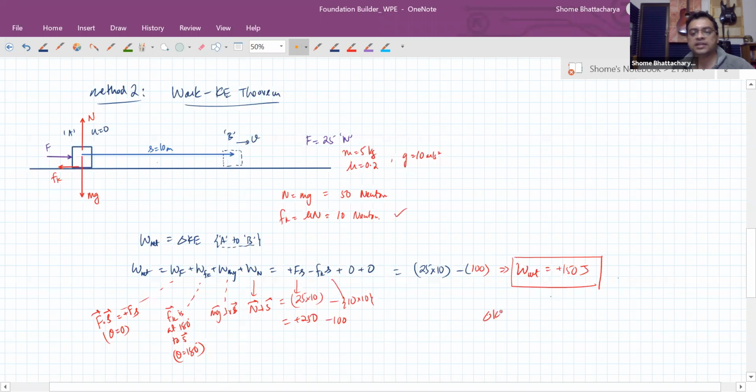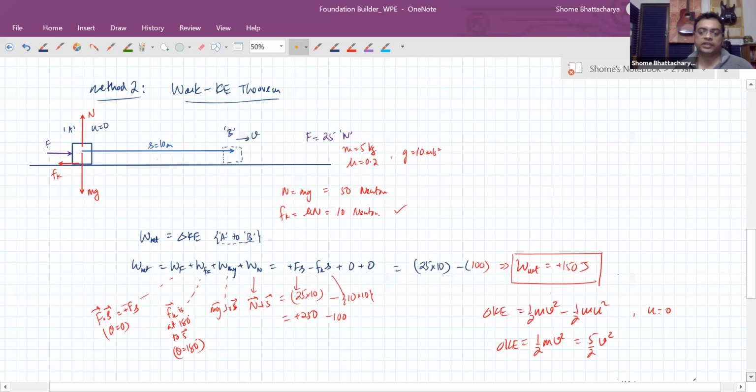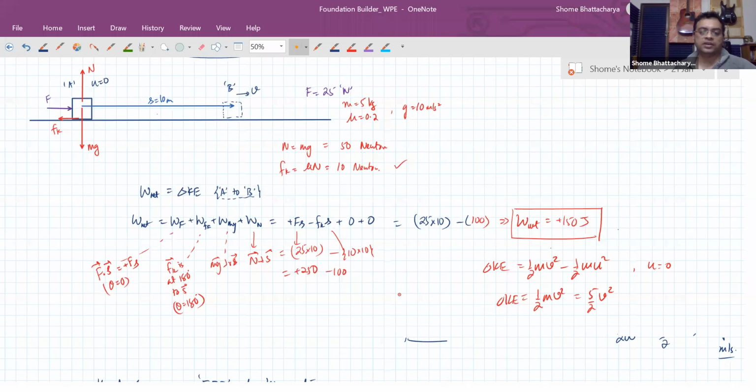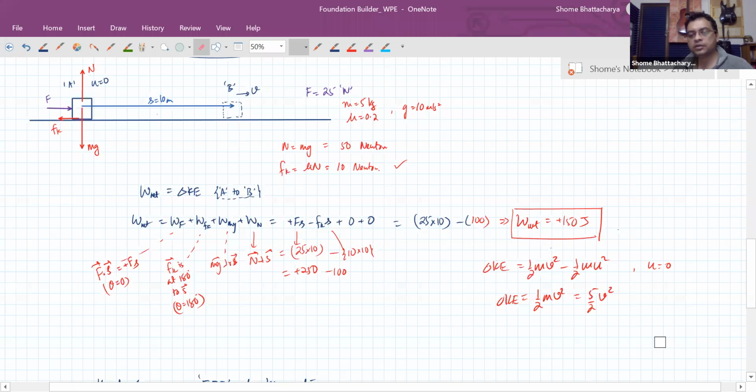So the change in kinetic energy: in this, u is 0, so that becomes half mv squared, which is 5 by 2 v squared. So you'll get a different value of v actually. That root 80 was not correct. That is the advantage of checking with the other method: we are able to find out that some calculation mistake has happened.